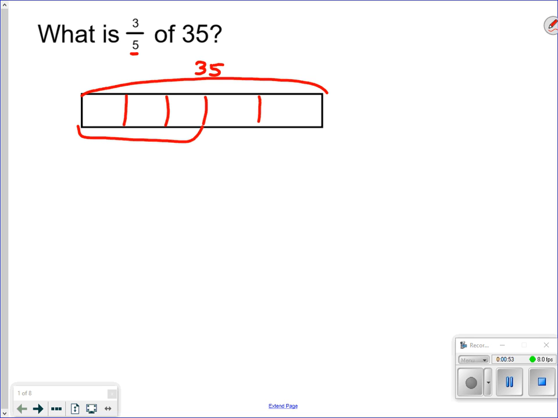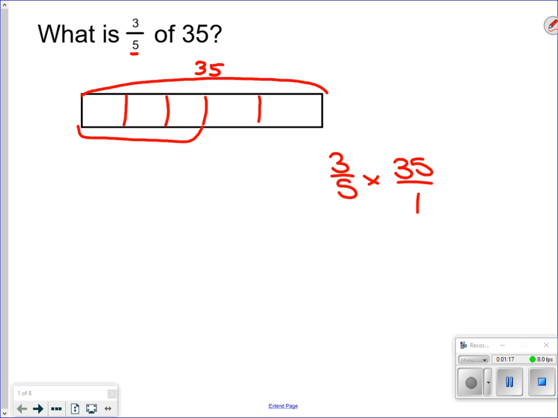Now I know, because I kind of taught you yesterday, that we can do this. That's one way to do it. But I really don't want to multiply 35 times 3 and then divide that by 5. That's really big. I don't want to do that.